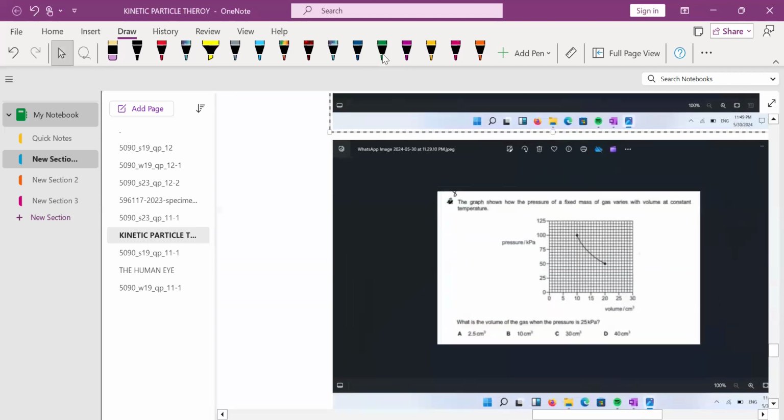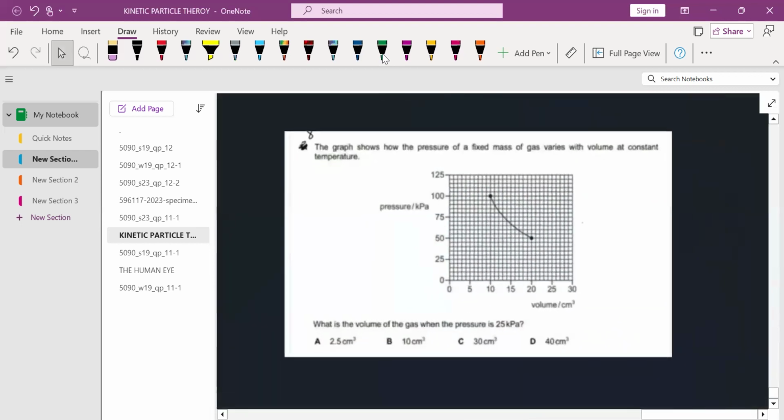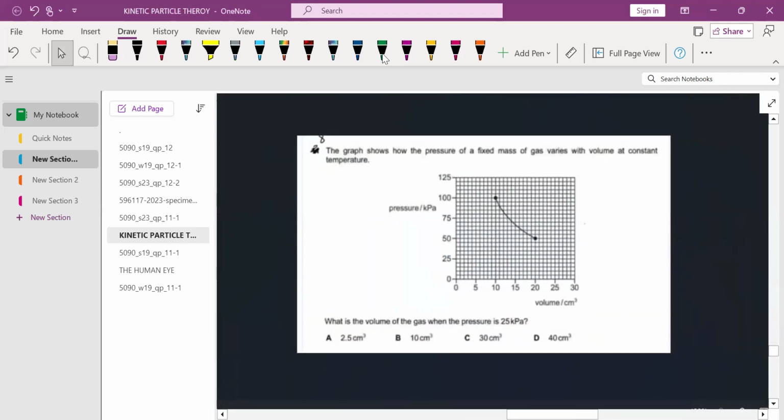Then let's move towards question number 4. The diagram shows how the pressure of a fixed mass of gas varies with the volume at constant temperature. So this is the diagram shown. What is the volume of the gas when the pressure is 25 kilopascals? You can see that this is 25 kilopascals.